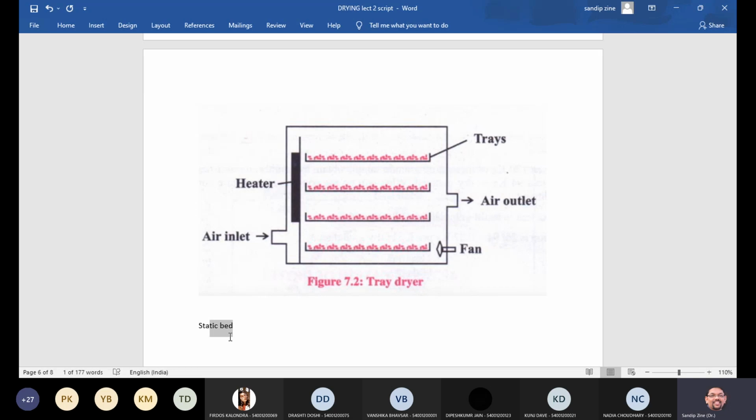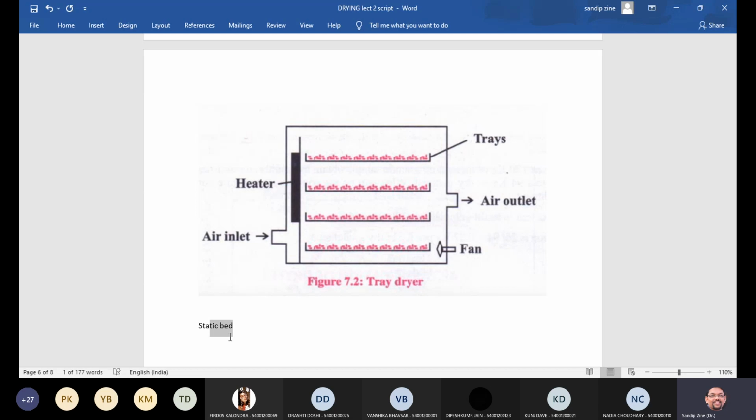And this type of dryer generally operates by passing hot air over the surface of the wet solid that is spread over the trays arranged in racks, and due to forced convection, moisture is removed.